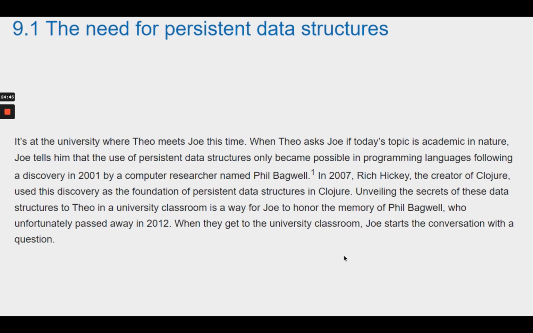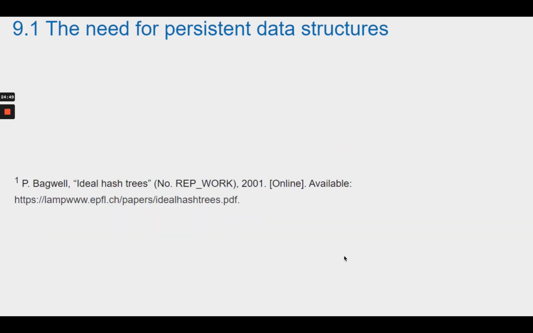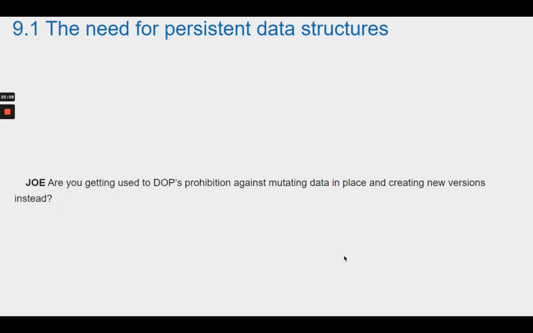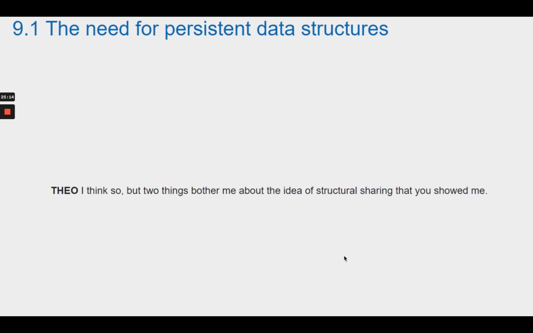When they get into the university classroom, Joe starts the conversation with a question. Footnote 1. P. Bagwell, Ideal Hash Trees. Available at lampwww.epfl.ch/papers/idealhashtrees.pdf. Joe, are you getting used to DOP's prohibition against mutating data in place and creating new versions instead?